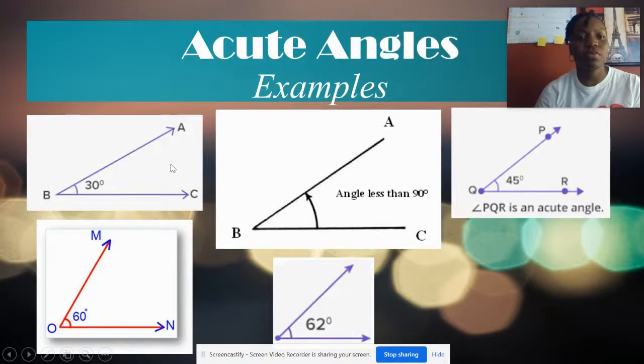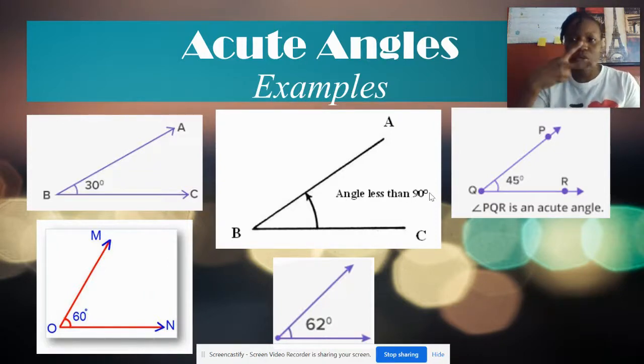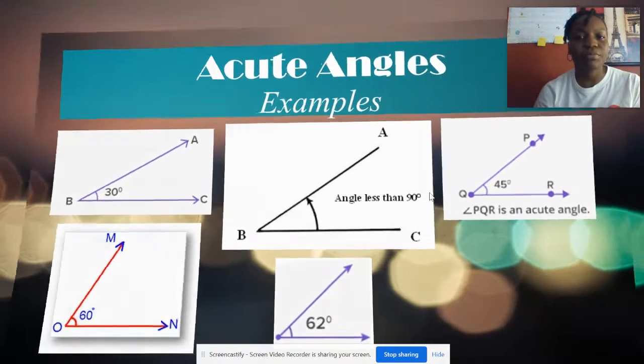Here are some examples of acute angles. All of these measure to be less than 90 degrees. So like this is 30 degrees, 60 degrees, 62 degrees, 45 degrees. We don't know how many degrees, but it says less than 90. So these are all acute angles, cute little babies. Let's go on to our third type of angle.